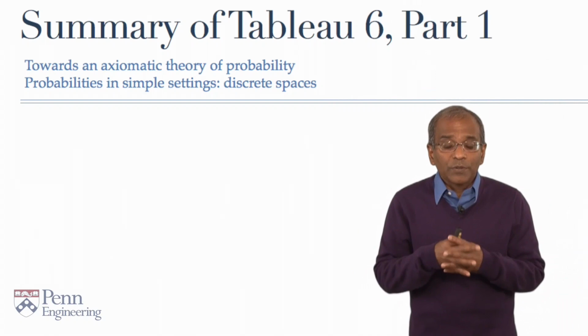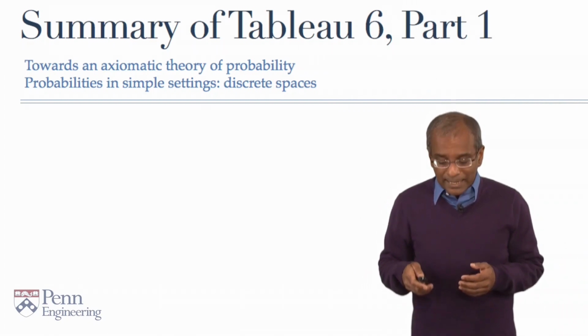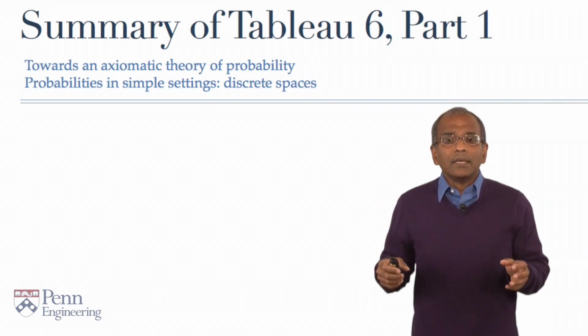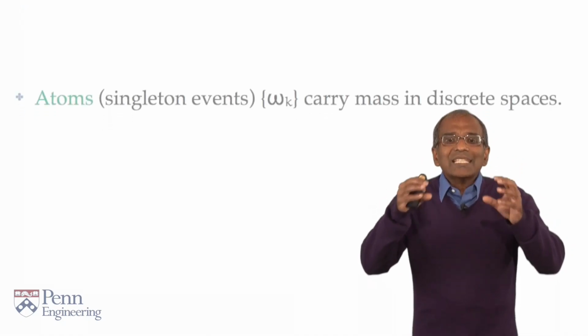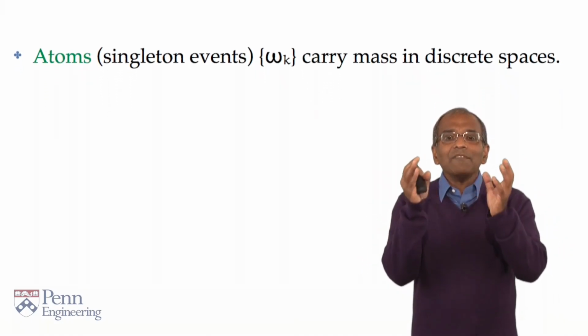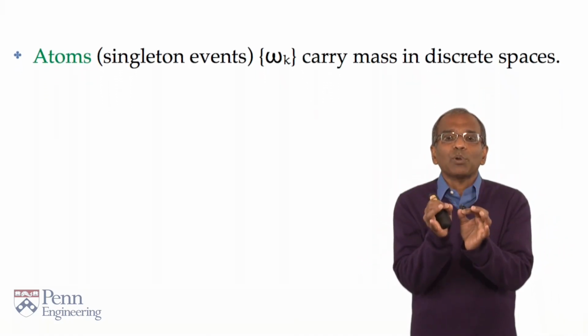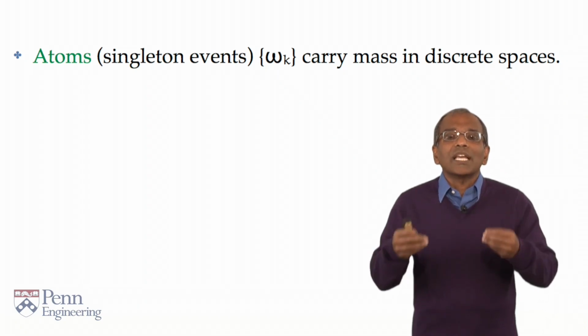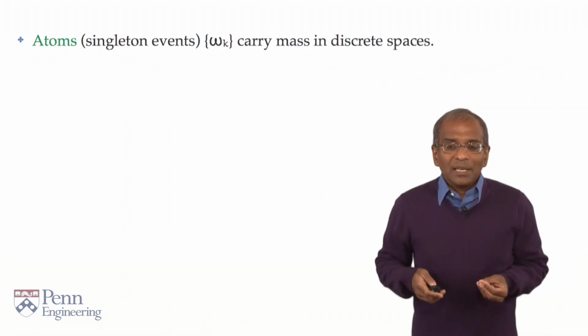To summarize, the key ideas: probability measure is positive, is normalized, is additive. And in the context of discrete spaces, everything simplifies. So to summarize what we have learnt, in discrete settings, to begin, atoms, singleton events, events consisting of single sample points, carry mass in discrete spaces.